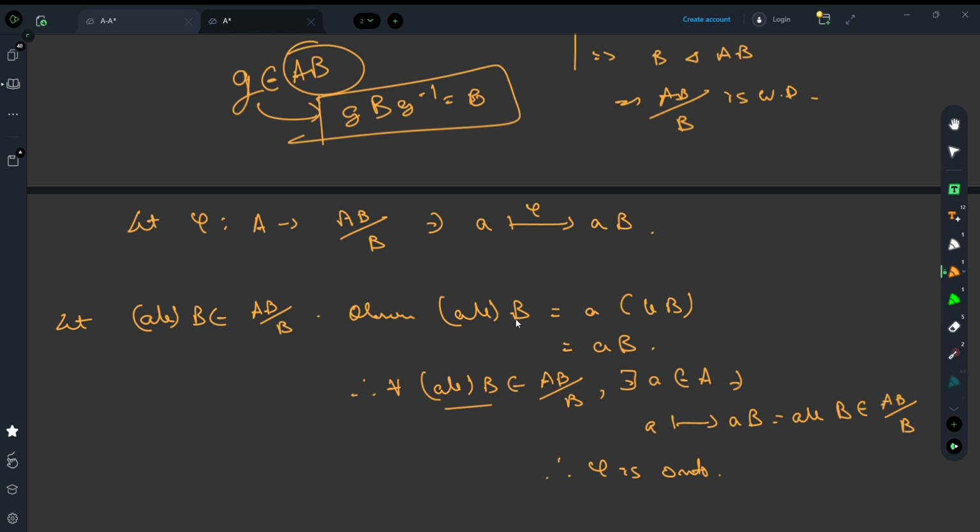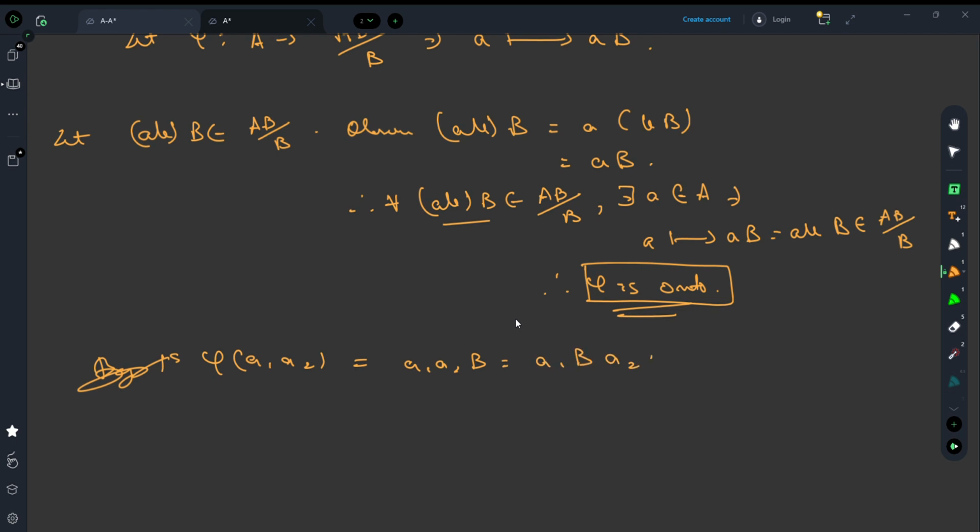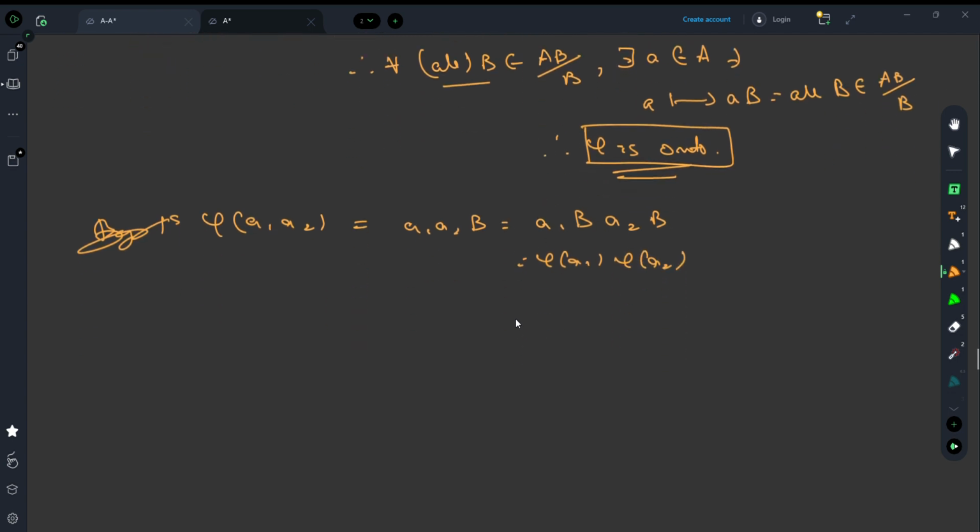Clear? Since phi is onto, first we need to check whether it's a homomorphism or not. Is phi a homomorphism? I should have done this later, but it's okay. So what is phi of a1a2? By definition it's a1a2B. But a1a2B by the operation is a1B times a2B. But a1B is phi of a1, and a2B is phi of a2. Therefore, phi is a homomorphism.